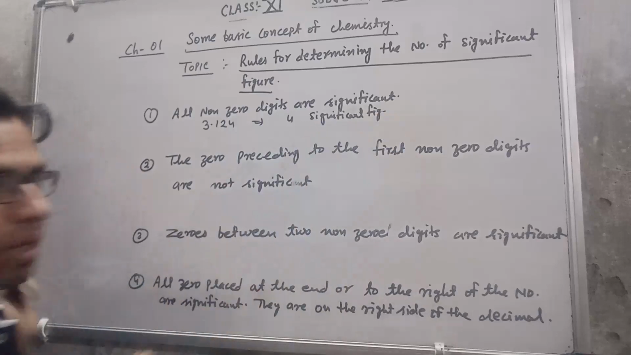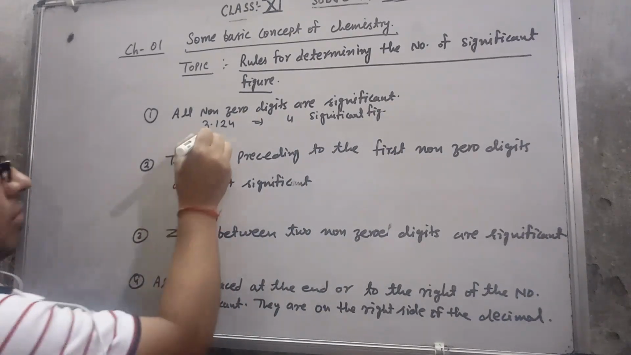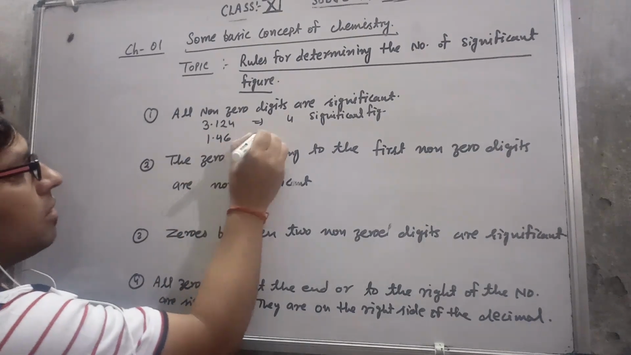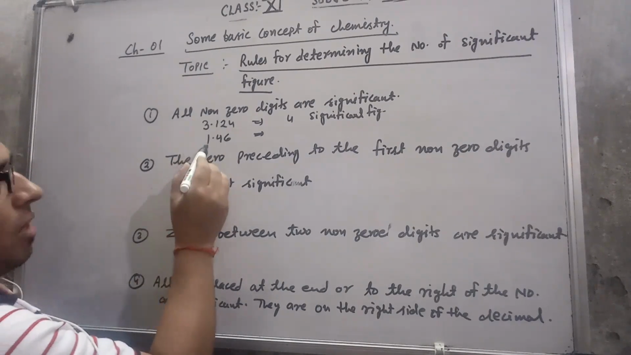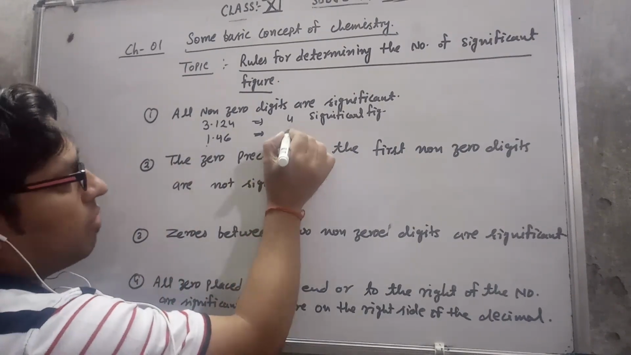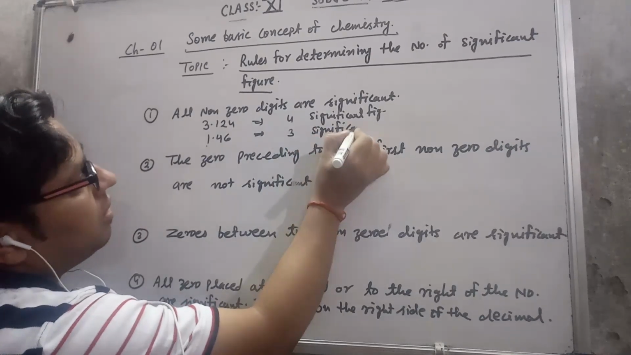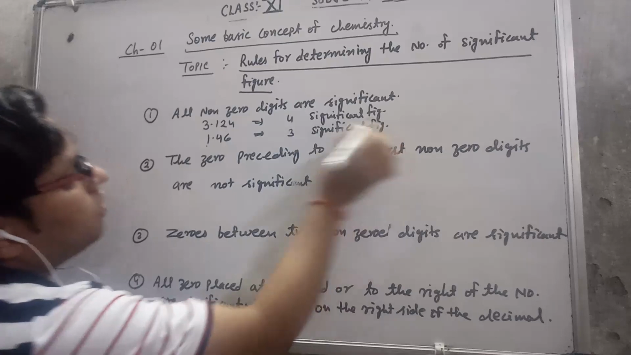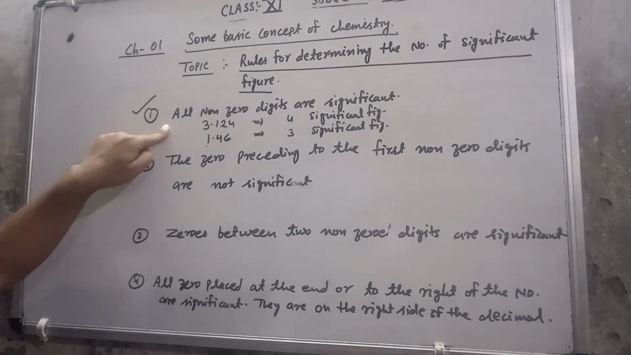Same if I discuss with you, suppose I'm writing here 1.76 or 1.46. Here also there is no zero digit, all are non-zero digits. So how many non-zero digits are available here? 1, 2, 3. So the total is 3 significant figures. So this is the first rule that I will discuss, that all non-zero digits are significant.